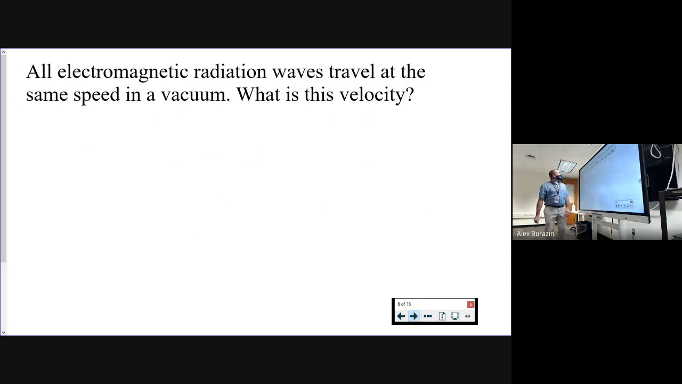I blame my teacher. Okay, all electromagnetic radiation waves travel at the same speed in a vacuum. What is this velocity? E times c squared. No. 300 million meters per second. Yes. Where'd you get that from? All right. Nice. Yeah. This is the speed of light.